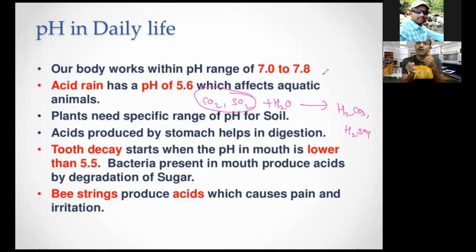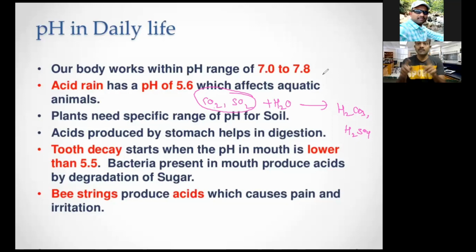To make this soil acidic medium, what we have to do, we have to add acids to this. Then the soil becomes acidic, right? Then the soil becomes acidic medium. So this plant also requires acidic medium. Now this plant will grow easily.